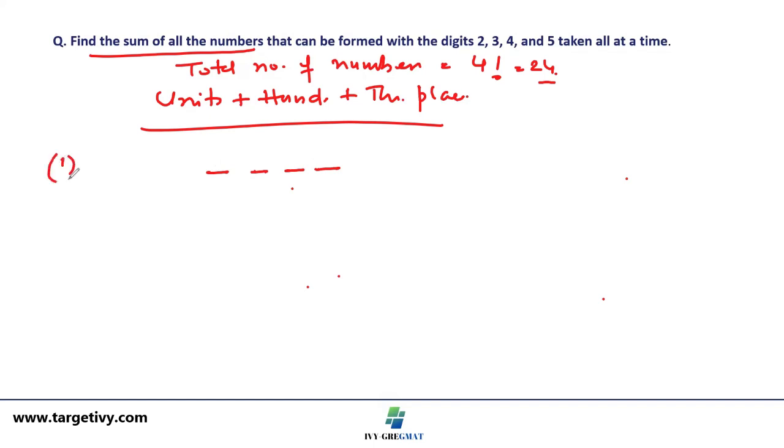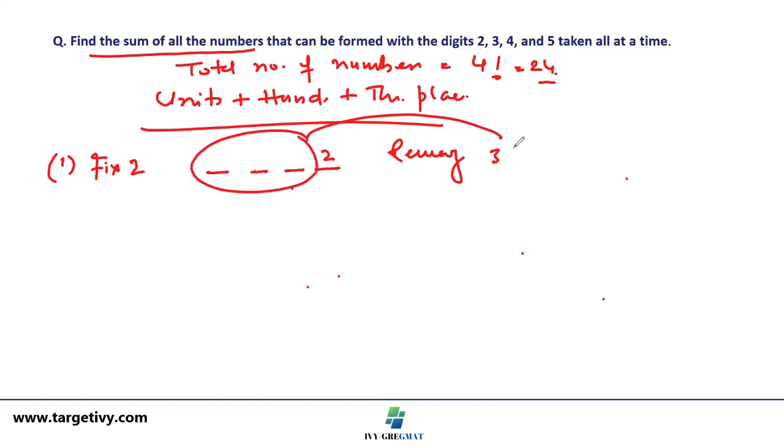Step 1: we can fix 2 here in the unit space. The remaining is factorial 3, which is 6 ways. So the total number of digits in the units place, if we keep swapping, instead of 2, we can fix 3, we can fix 4, we can fix 5.